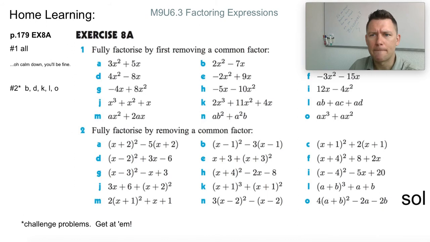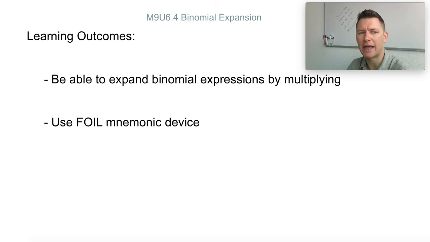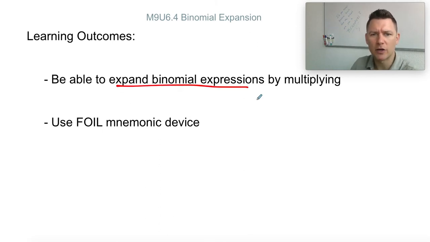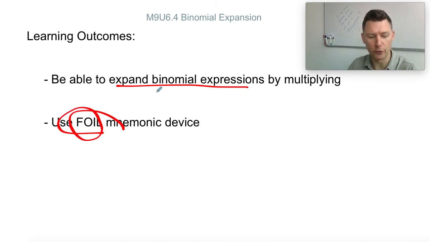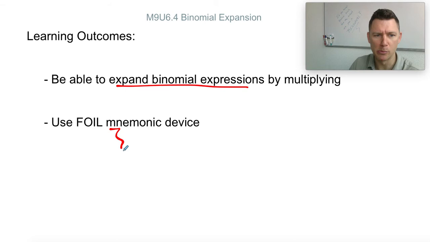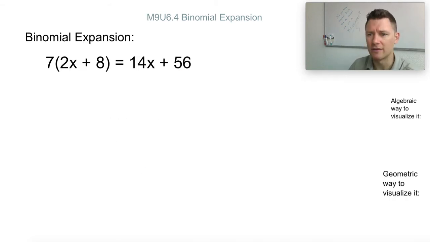Last time you were here, we were looking at factoring expressions, and we're going to go back to expanding. So at the end of the day, I want you to be able to expand binomial expressions by multiplying them. Use the FOIL method. Oh, it's a FOIL mnemonic device. Mnemonic device. Neat. We'll talk about what that is. Cool.